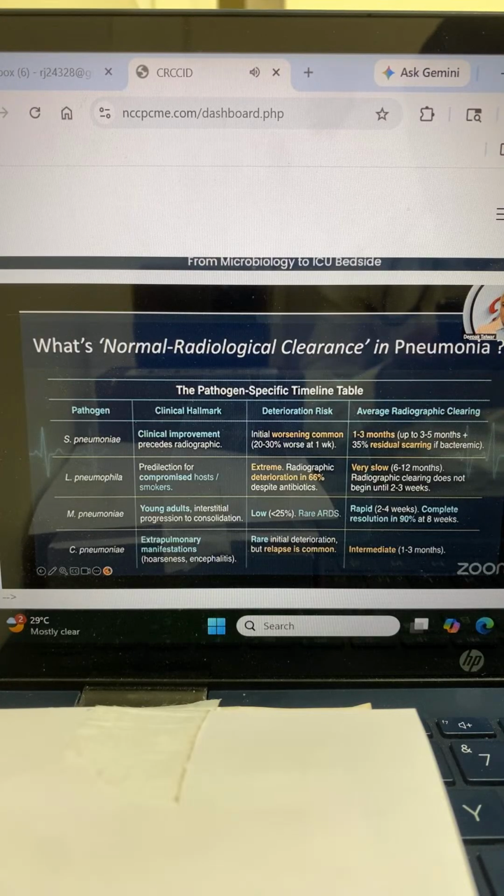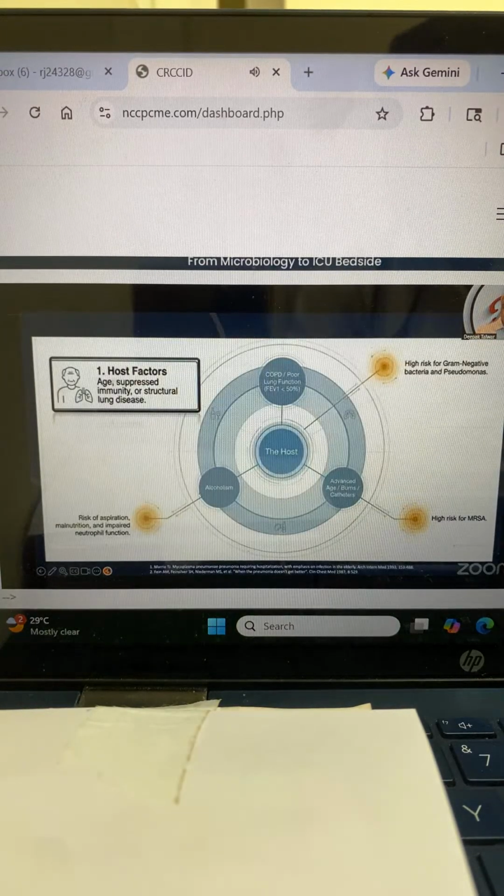So worsening of the clinical parameters or radiographic deterioration are generally the features which are very important to be considered. Radiographic deterioration is very important for Legionella, and clinical worsening is very important for Streptococcus pneumoniae. And we need to keep all these things in our mind. When we look at the host factors, which are the hosts likely to take longer to show a response in a classical community-acquired pneumonia.